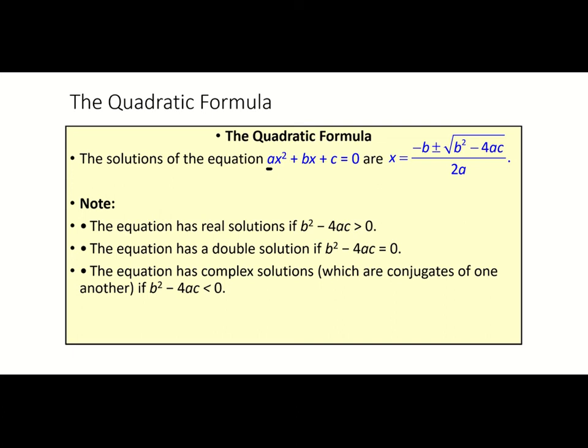And then if your number under the radical is less than 0, then it's going to have two complex solutions. Complex, again, using those imaginary numbers, and they're going to be conjugates of one another. So remember, if I have x plus 5, the conjugate would be x minus 5. So the opposite signs there.